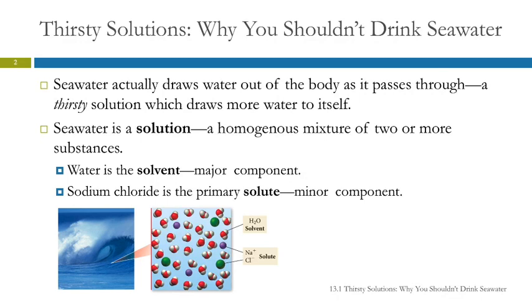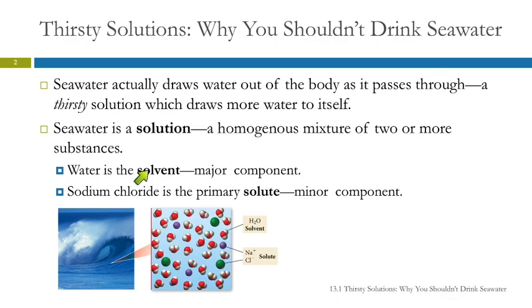So seawater is a solution. And in chemistry, a solution is a homogeneous mixture of two or more substances. Solutions are composed of two parts, the solvent and the solute. And you can have more than one solute.